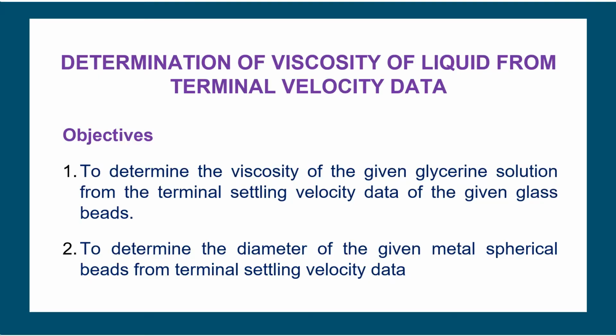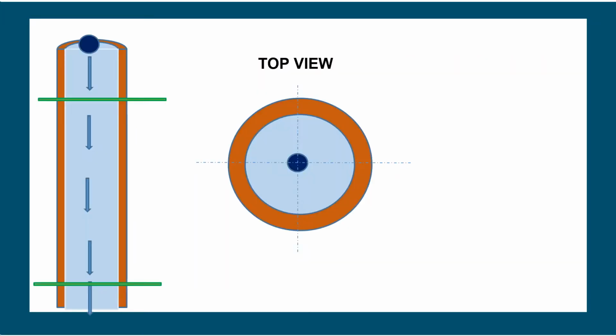Okay, to summarize what we are doing in this experiment, the first objective is to determine the viscosity of a given solution by obtaining the terminal settling velocity data. The second step is to use this viscosity data to determine the diameter of the given metal spherical beads from the terminal settling velocity data. For this we will be using a cylindrical column, transparent so we can observe what is happening inside. We will be dropping glass beads as well as metal beads in this.